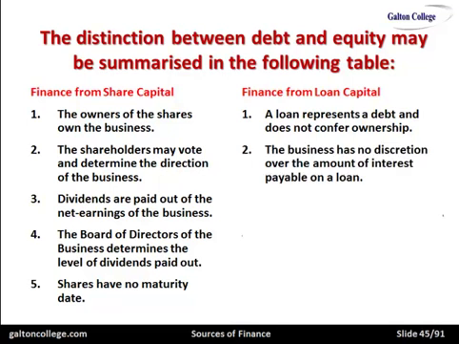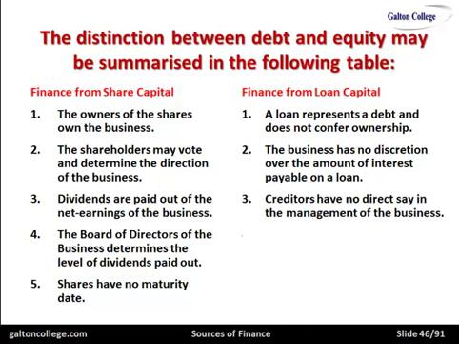The business has no discretion over the amount of interest payable on a loan. The bank determines the interest payments. And when the loan was negotiated, a variable rate of interest may apply. So the rate of interest charged by the bank may vary over the life of the loan, and there's nothing the business can do about that.